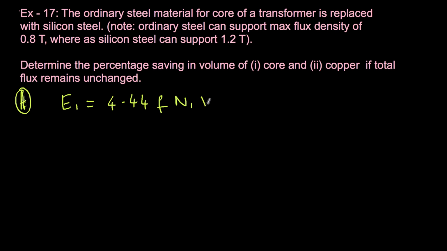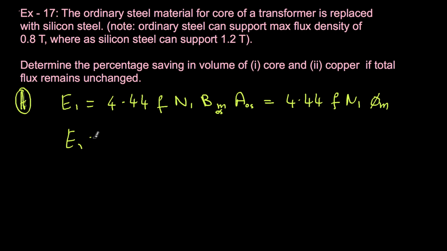So in terms of flux density, if N1 and E1 are all there, it will be like this. Let's say this is the maximum flux density for ordinary steel, OS, and the area of cross section for ordinary steel, OS, like this. If I once again see, this product is actually phi max. So this is nothing but 4.44 F N1 into phi max, and this should not change.